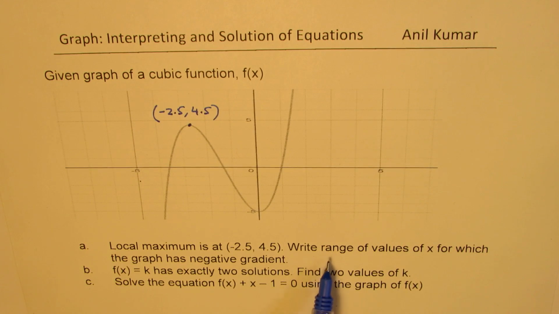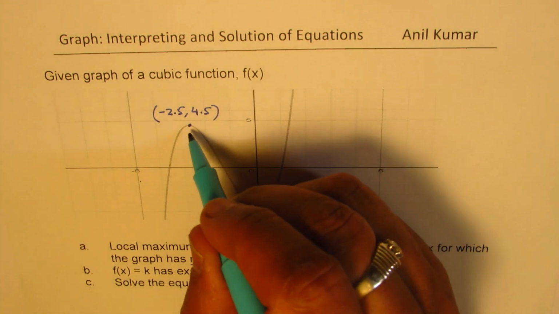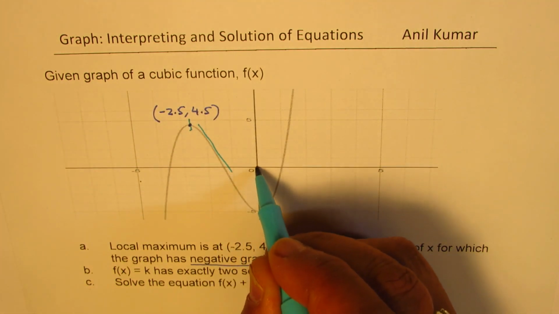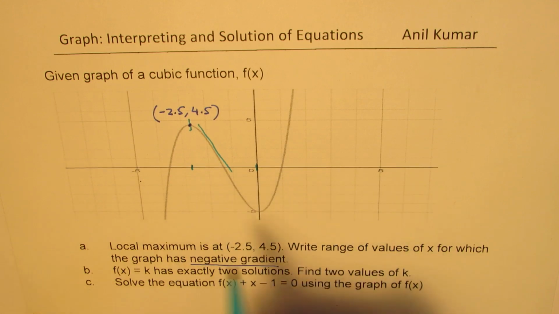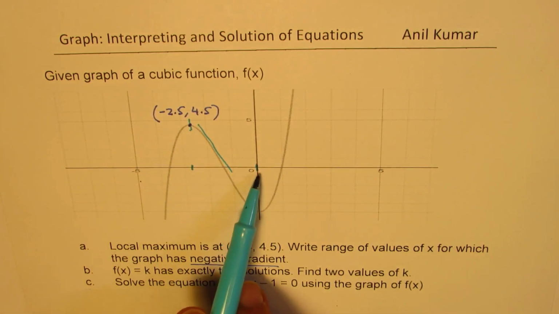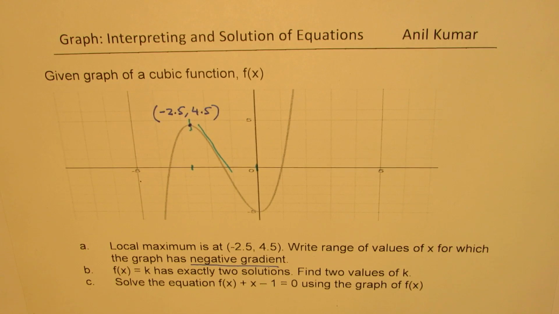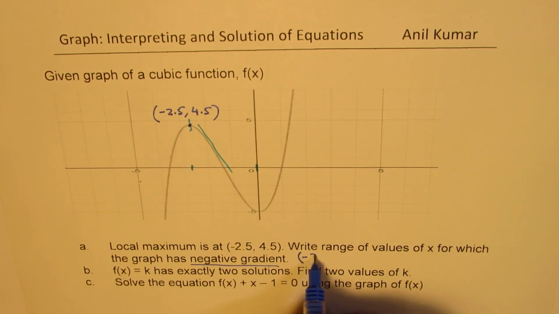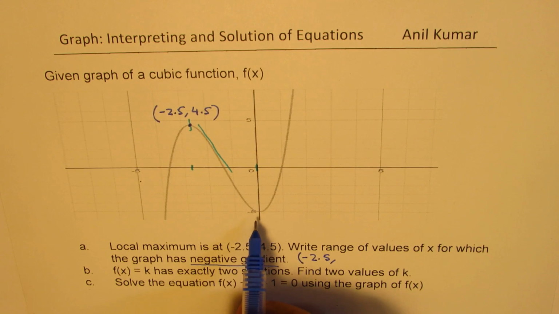Now we need to write the range of values of x for which the graph has negative gradient. Negative gradient means that the tangent line will be falling downwards. So that means this interval, right? From here to this place. So that becomes the interval when the graph has negative gradient. So the answer of part A is from minus 2.5 to 0.